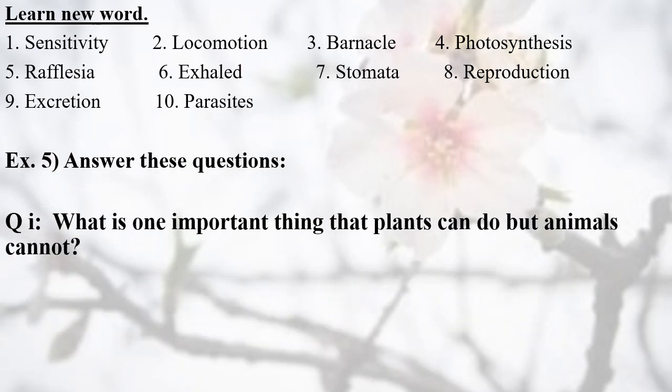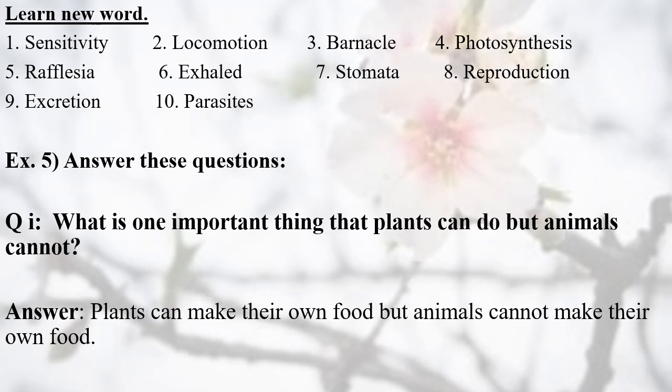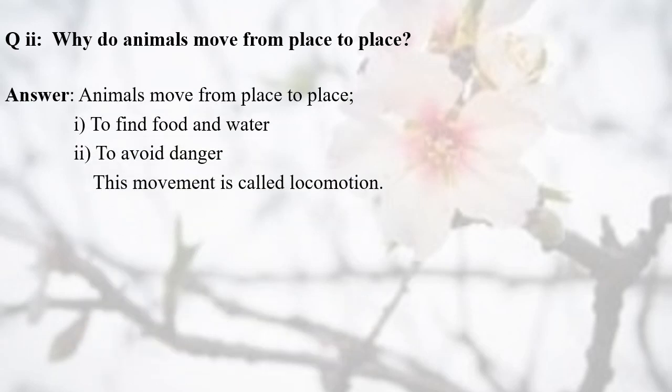Question number 1 is, what is one important thing that plants can do but animals cannot? The answer is, plants can make their own food but animals cannot make their own food. Question number 2 is, why do animals move from place to place? The answer is, animals move from place to place to find food and water and to avoid danger. This movement is called locomotion.